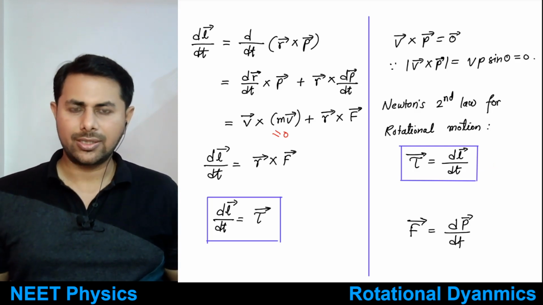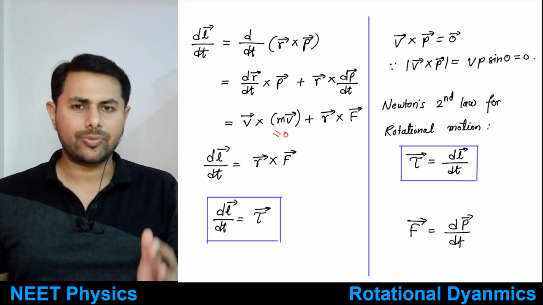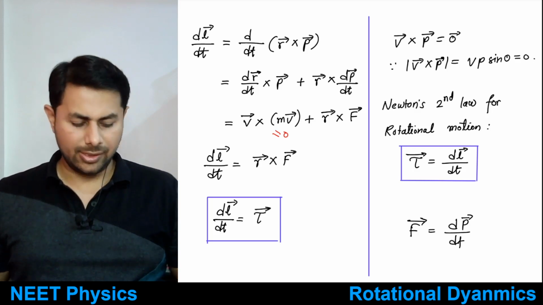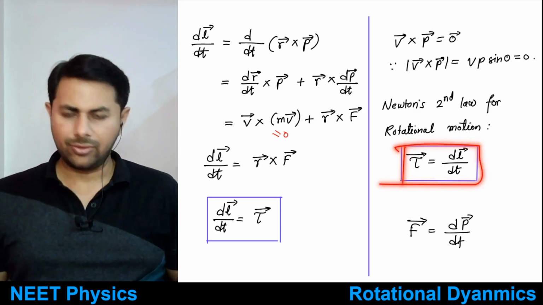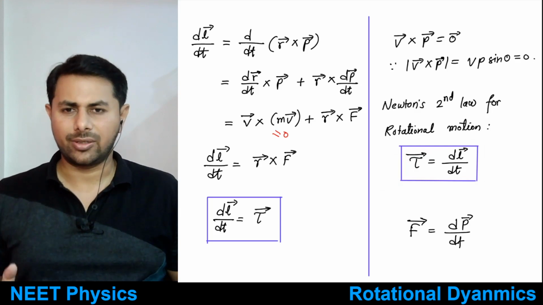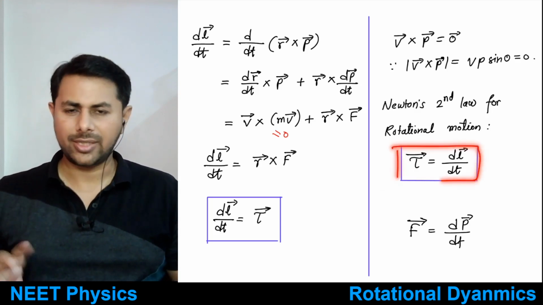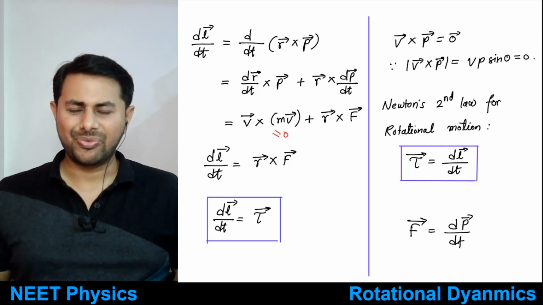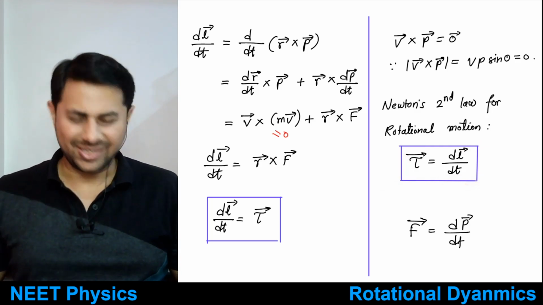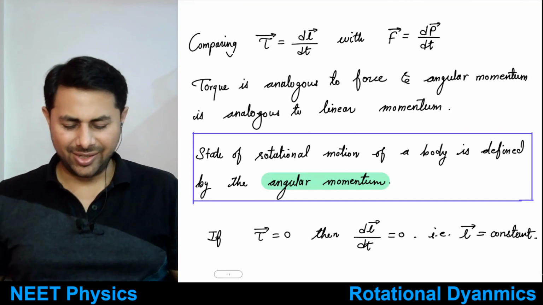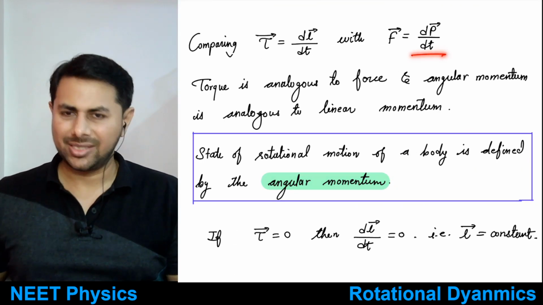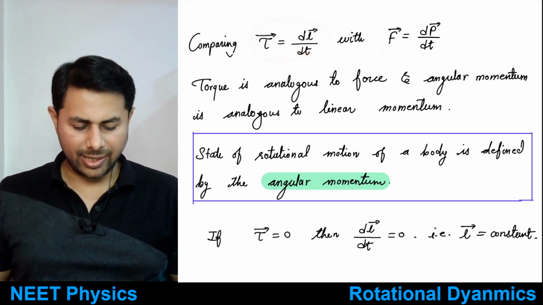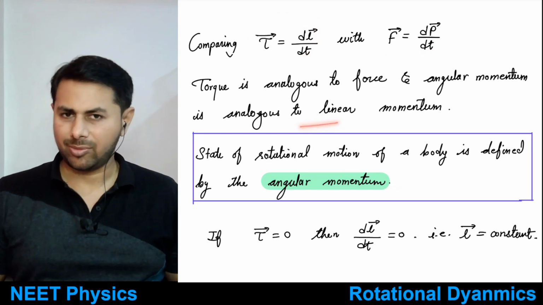Torque acting on the rigid body is equal to what? Rate of change of angular momentum of the rigid body with respect to time. And this is called Newton's second law in case of rotational motion. Okay, this is known as Newton's second law for rotational motion. We'll see the significance of this. But it is clear that comparing the two, torque is analogous to force and angular momentum is analogous to linear momentum.